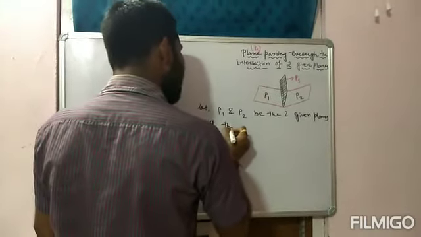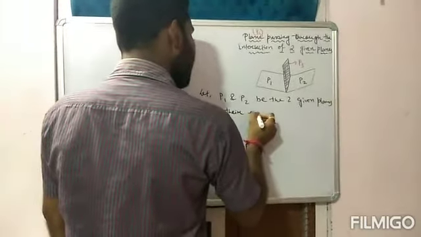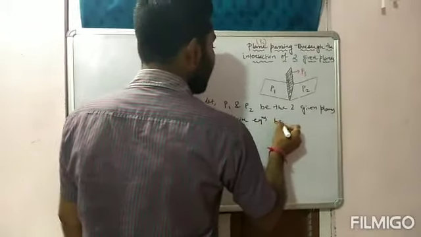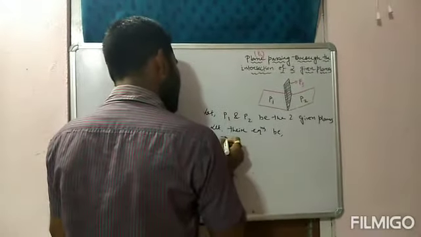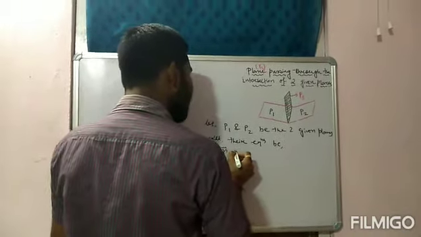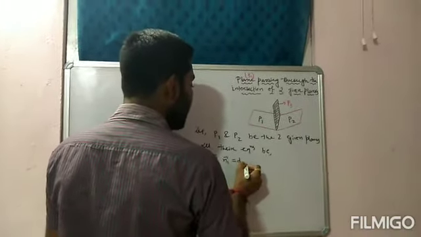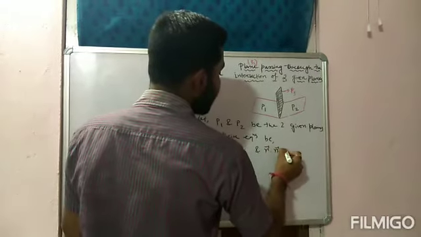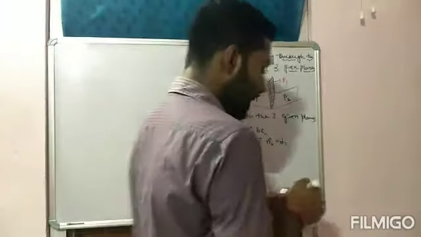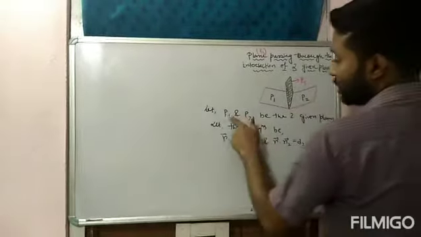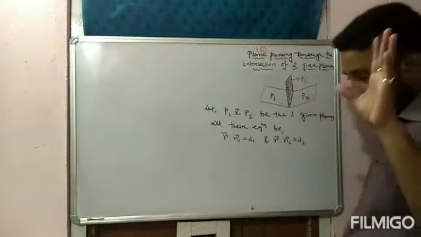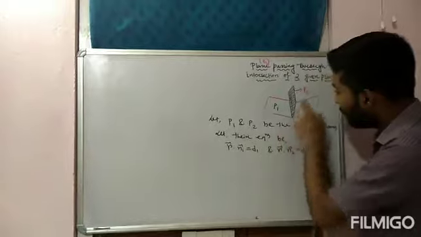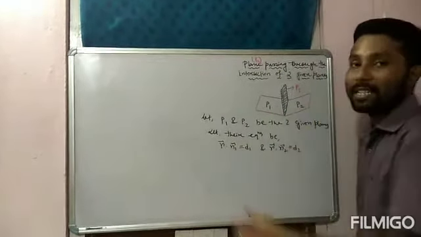Let their equations be, say, r dot n1 is equal to d1 and r dot n2 is equal to d2. I have written in vector form. The equation of these two planes are in vector form because first of all I will discuss the vector equation of the third plane and then I will discuss the Cartesian equation of the third plane.